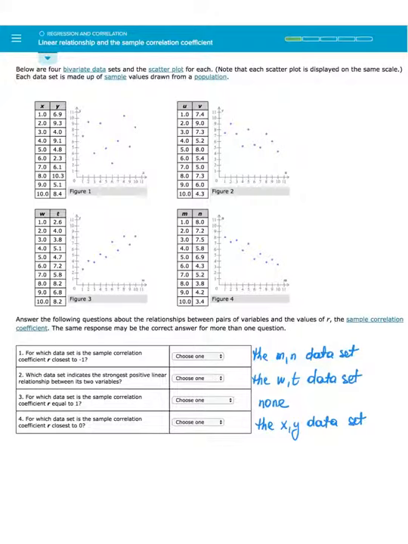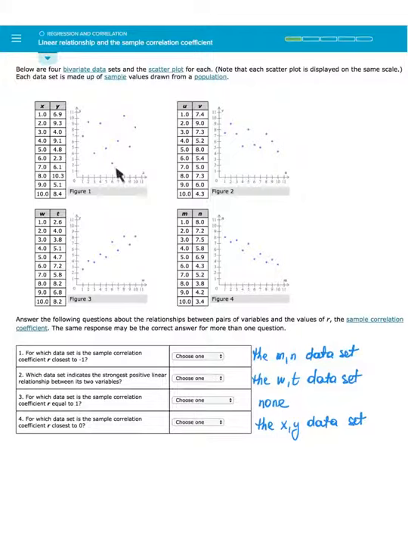Part 3. For which data set is the sample correlation coefficient R equal to 1? Please remember, for R to be equal to +1, it means we would have a perfect alignment of all elements in my sample in a linear pattern with a positive slope. None of these scatter plots fit that bill.